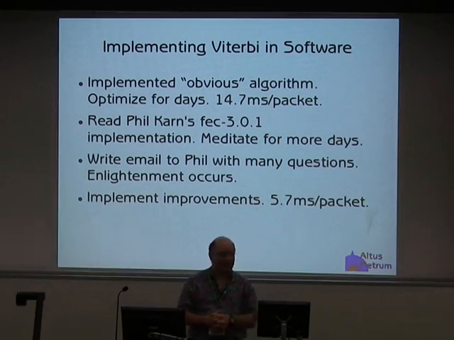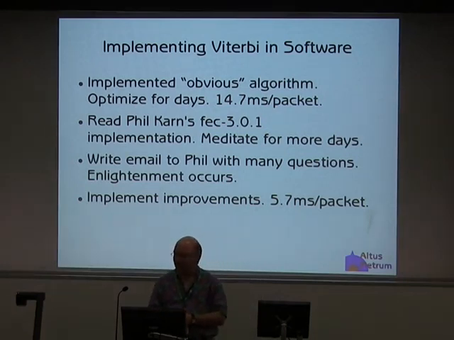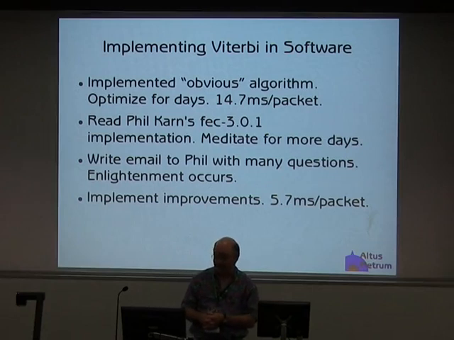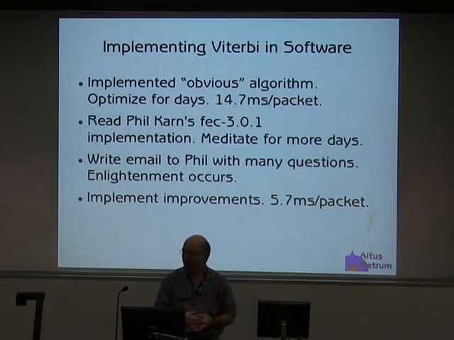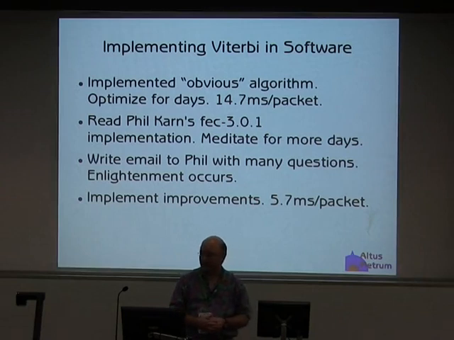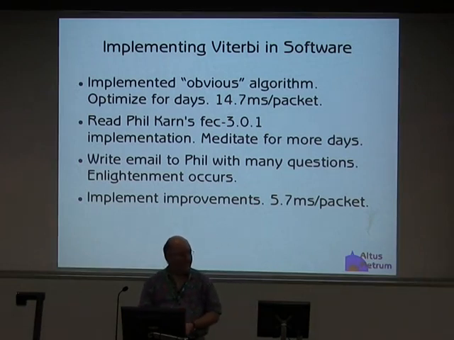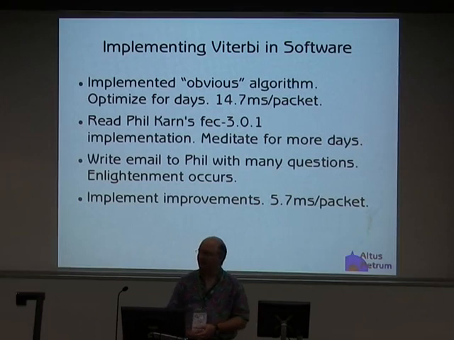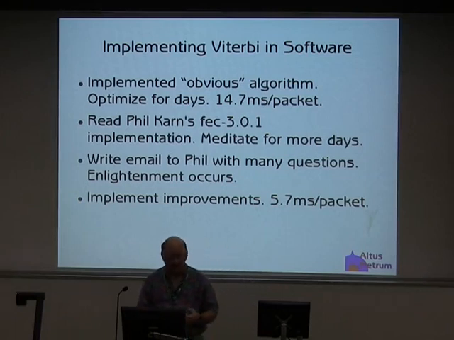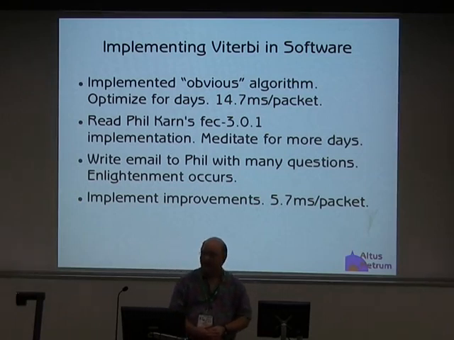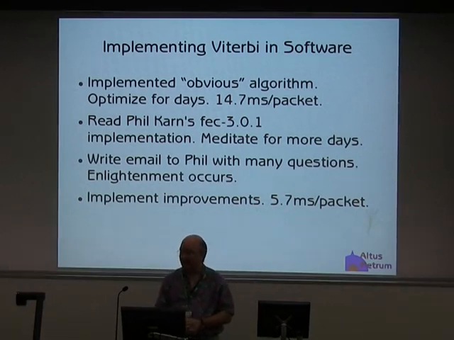I read Phil Karn's most excellent software implementation with SSE and MMX acceleration. You can Google for this FEC 3.0.1 code that was from 2007. I meditated over that code for days, and I looked at the source code and I said, how does this work? It's totally Martian code to me. I wrote a lengthy email to Phil asking him a number of questions about how his code worked. And as soon as I'd finished writing the email, I understood how the code worked, of course. I went off and implemented the improvements, and now the thing decodes in about 5.7 milliseconds per packet.